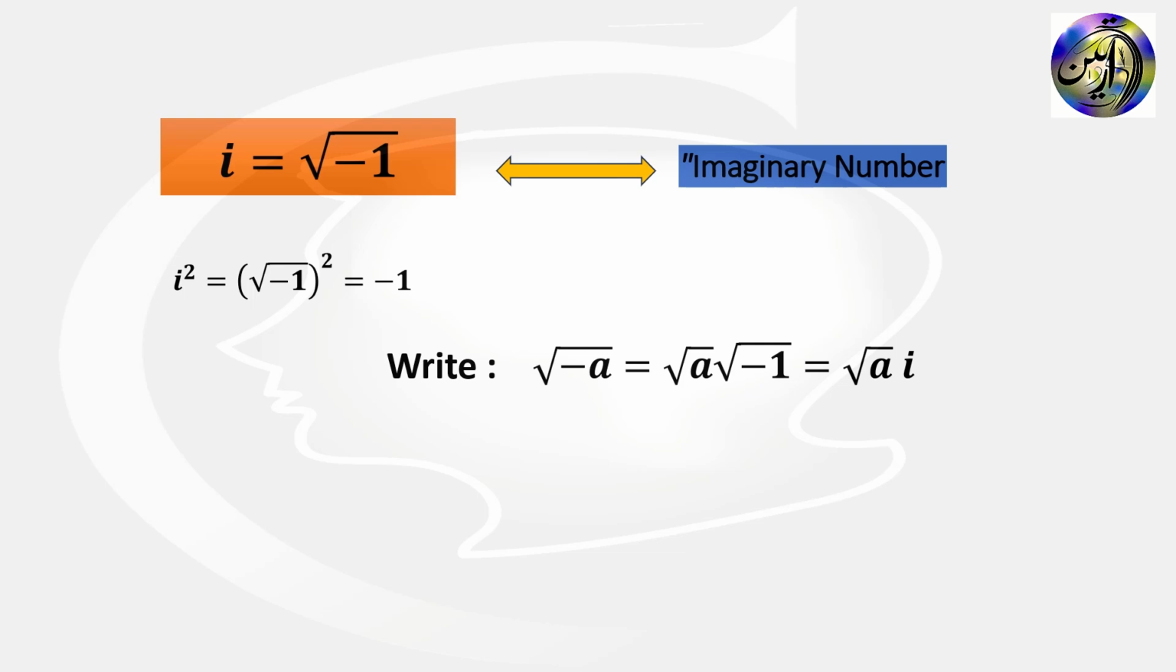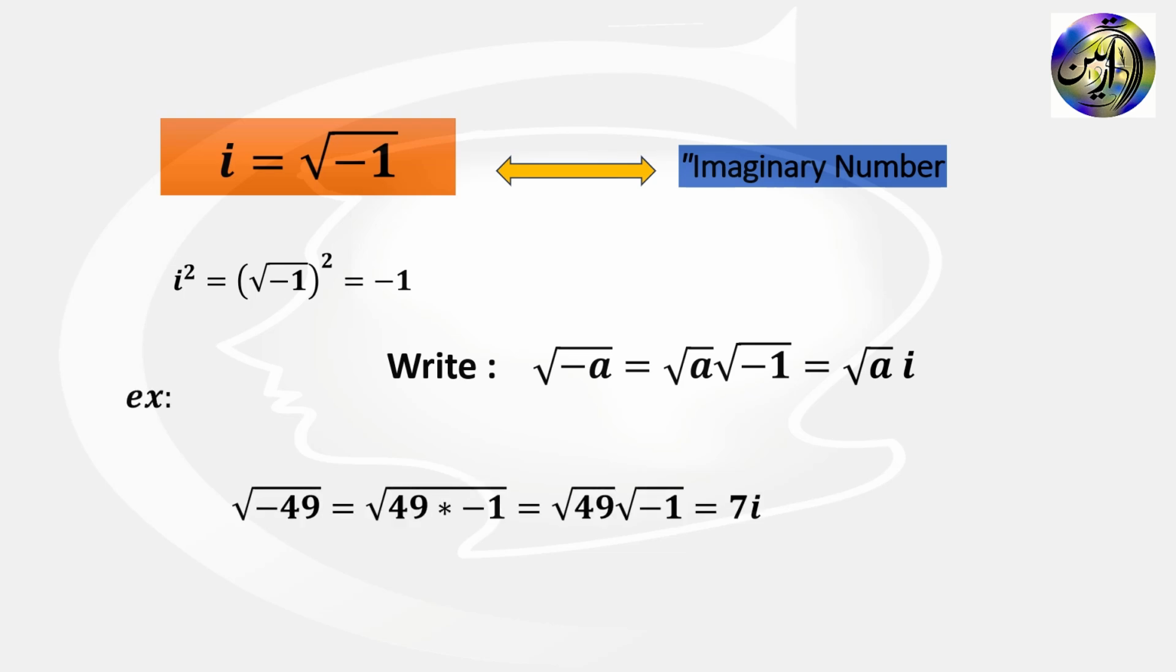Square roots of negative numbers. Let's warm up. What is the square root of -49? Easy. Separate the positive part from the negative part. The square root of 49 times -1, which becomes the square root of 49 times the square root of -1. Square root of 49 equals 7, and square root of -1 equals i. Our answer is 7i. Square root of -49 equals 7i.